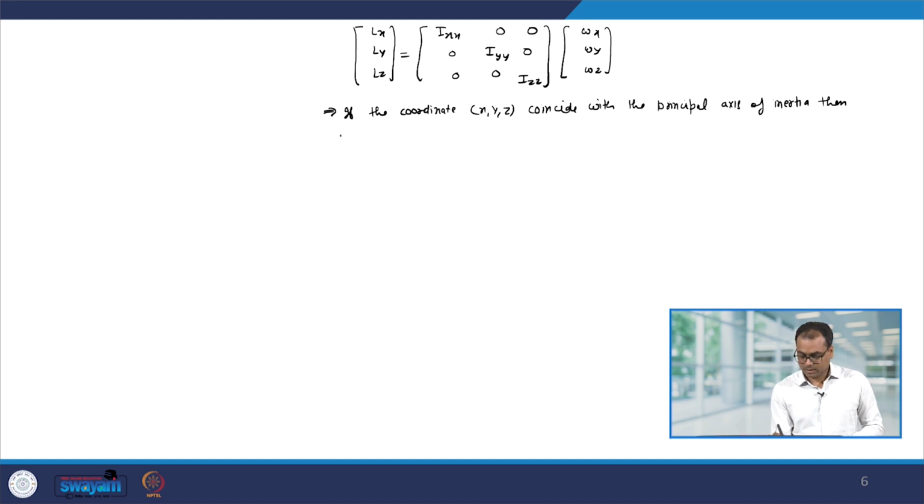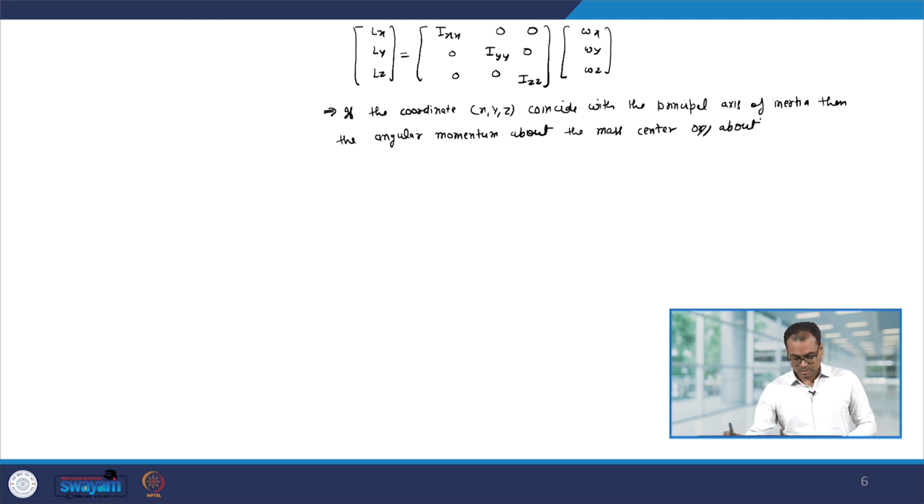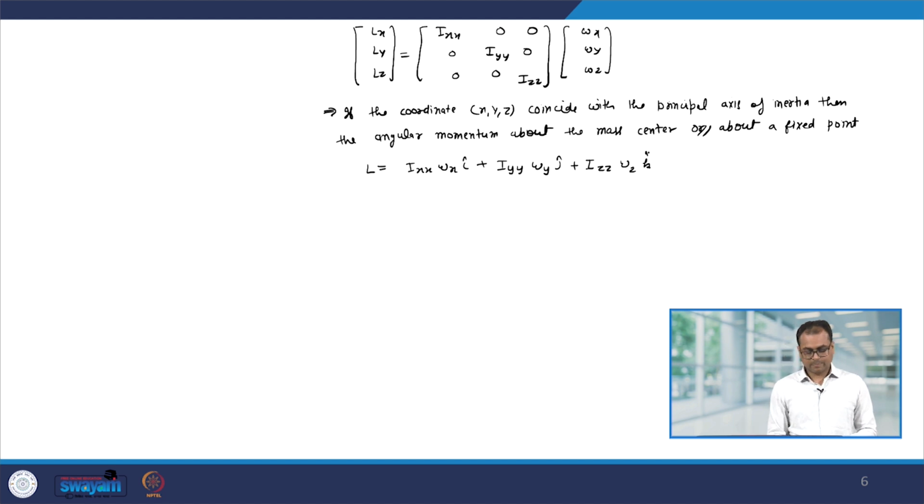then the angular momentum about the mass center G or about a fixed point O will be L equal to, so let us multiply that, Ixx omega x i plus Iyy omega y j plus Izz omega z k.